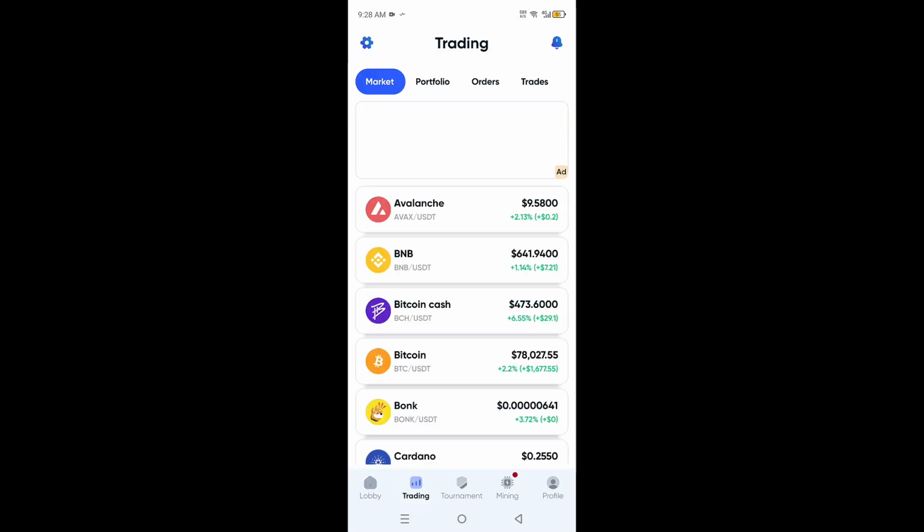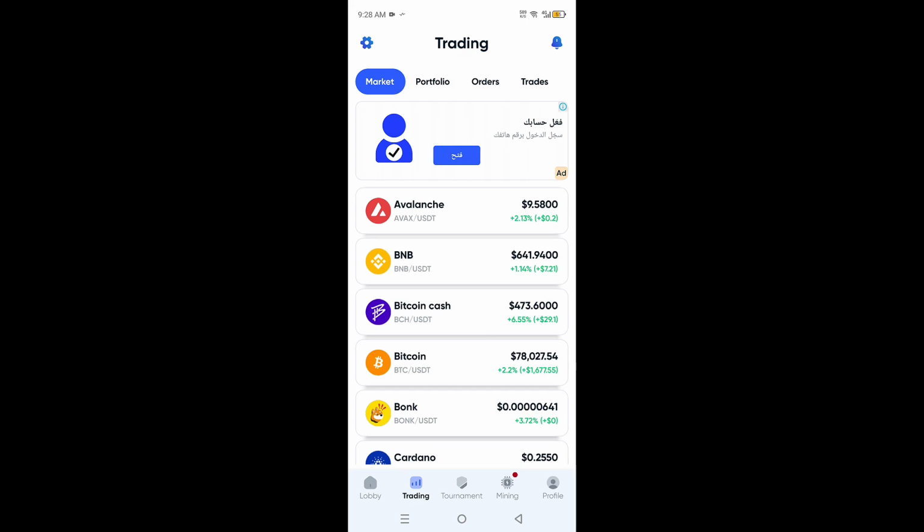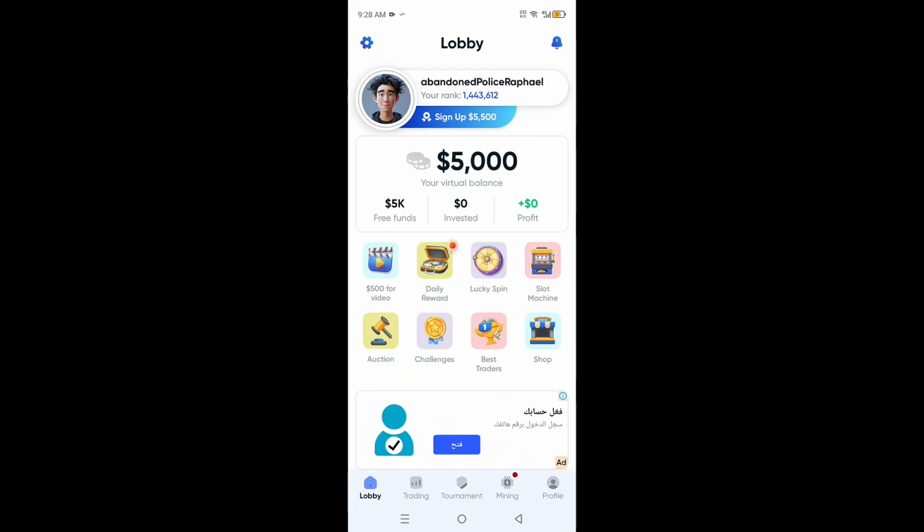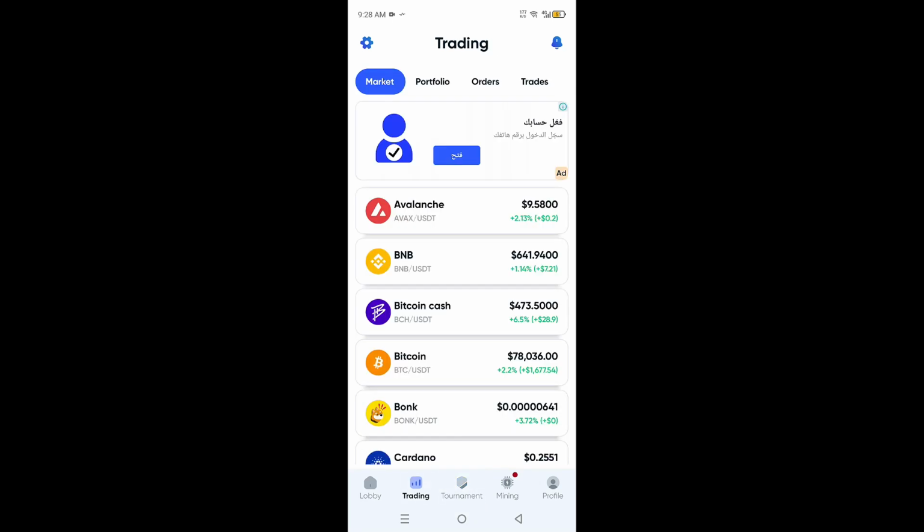Any balance you see, like 5,000, is fully virtual. You can trade and grow your portfolio in the app, but it's all simulated. The app is meant as a learning tool, not a real exchange, helping you practice crypto trading safely.